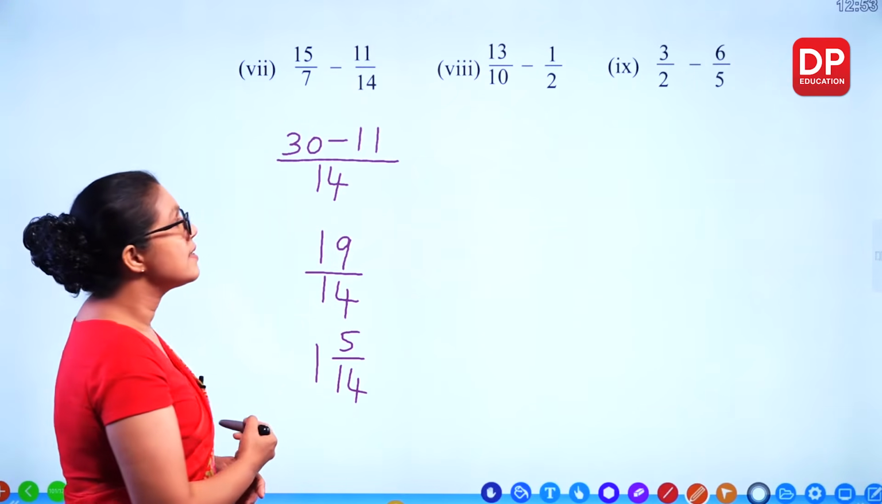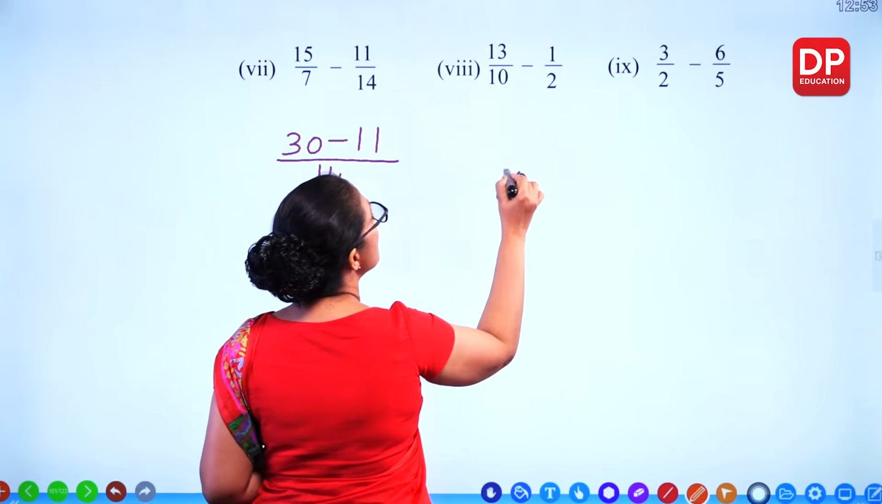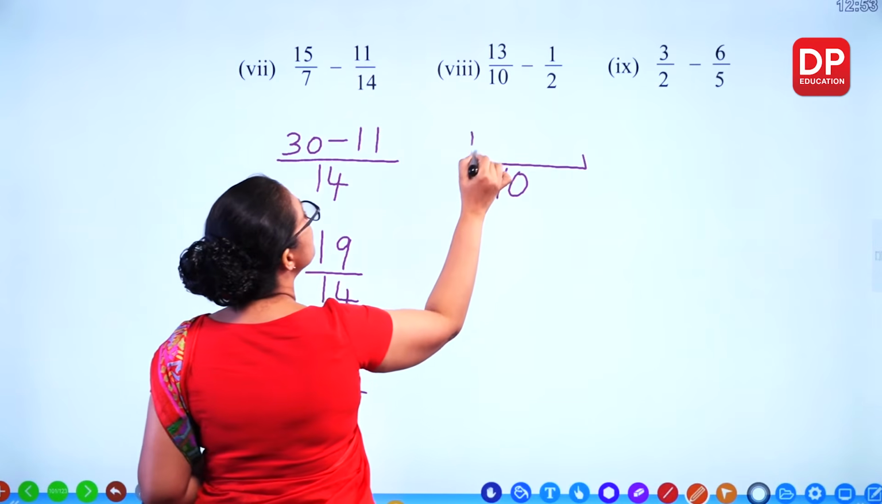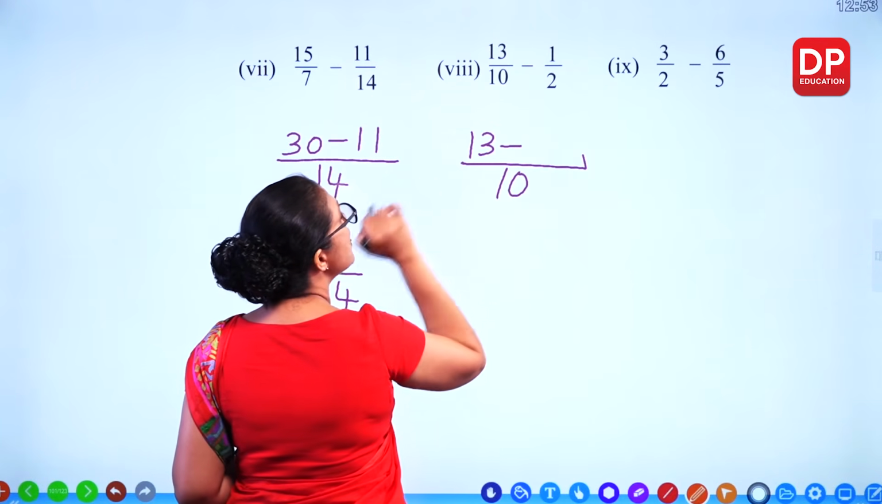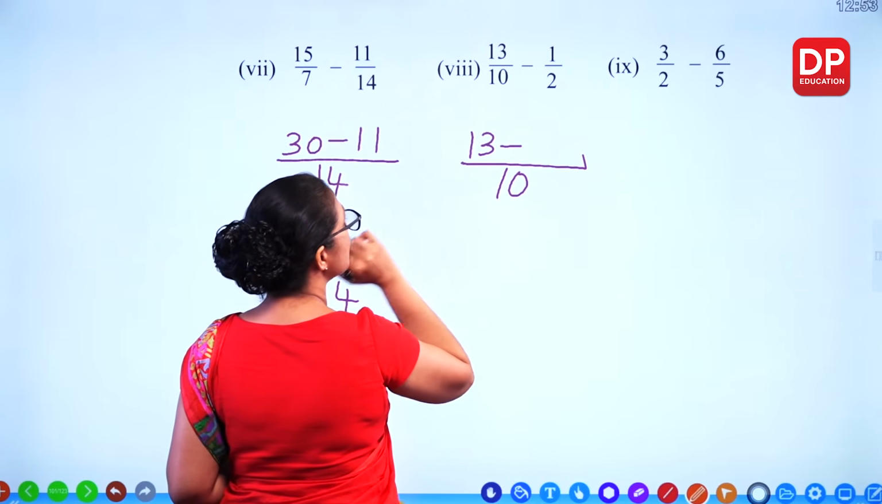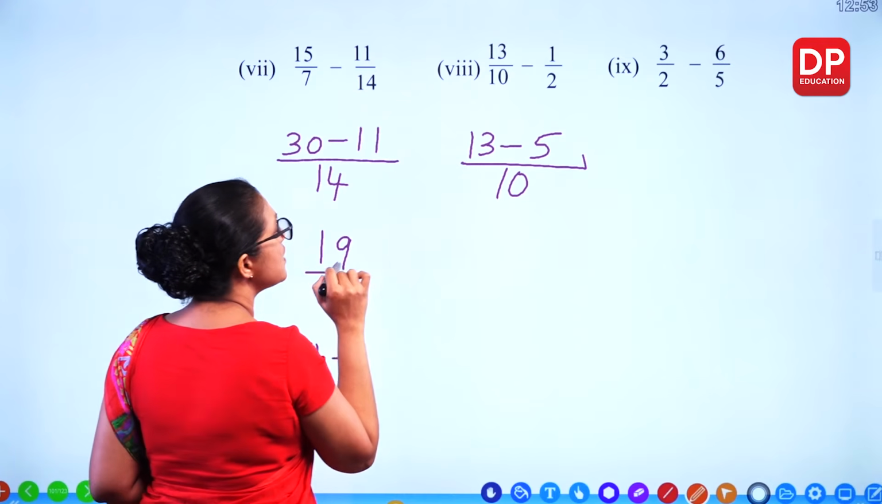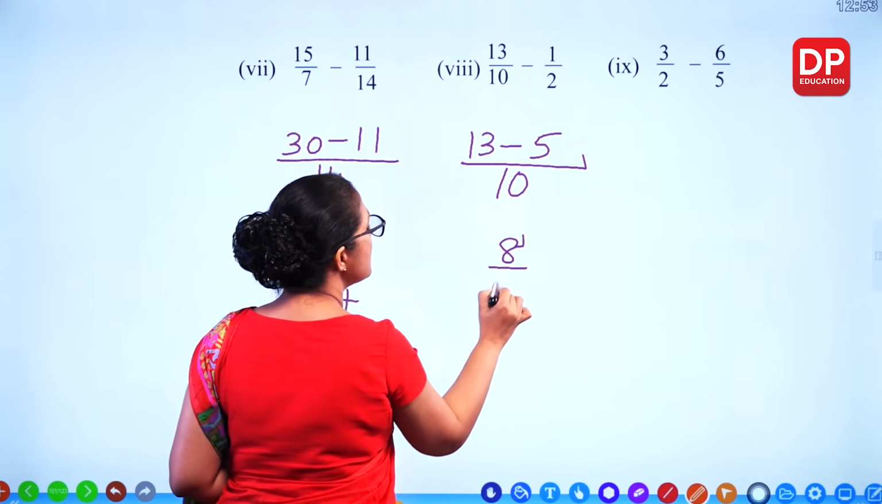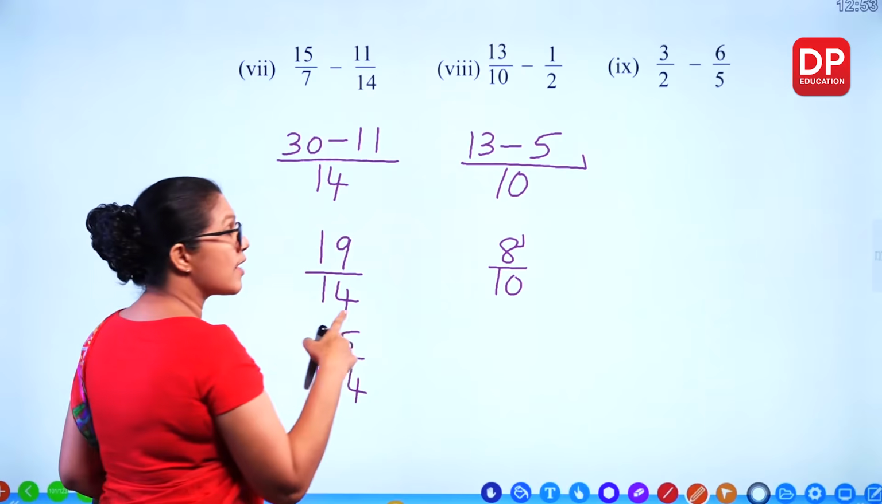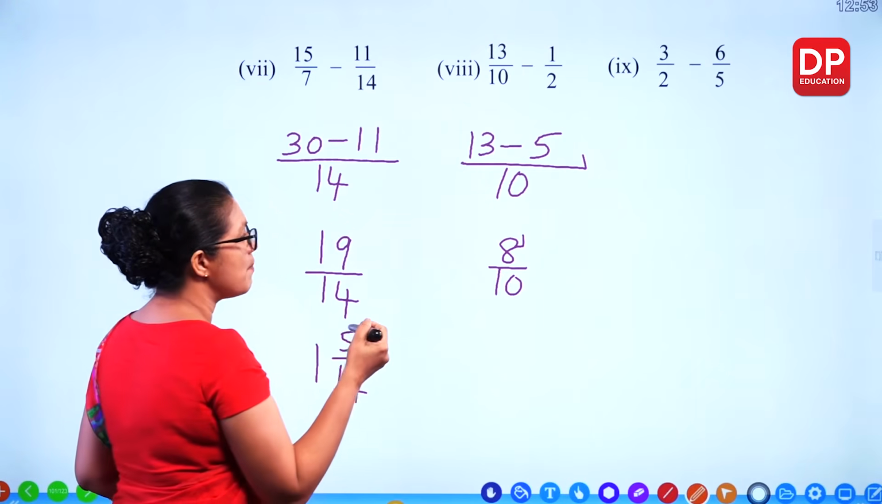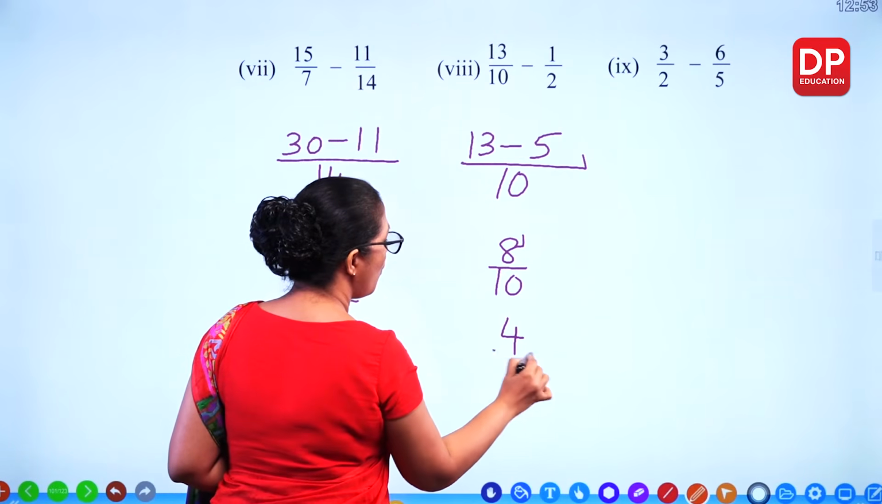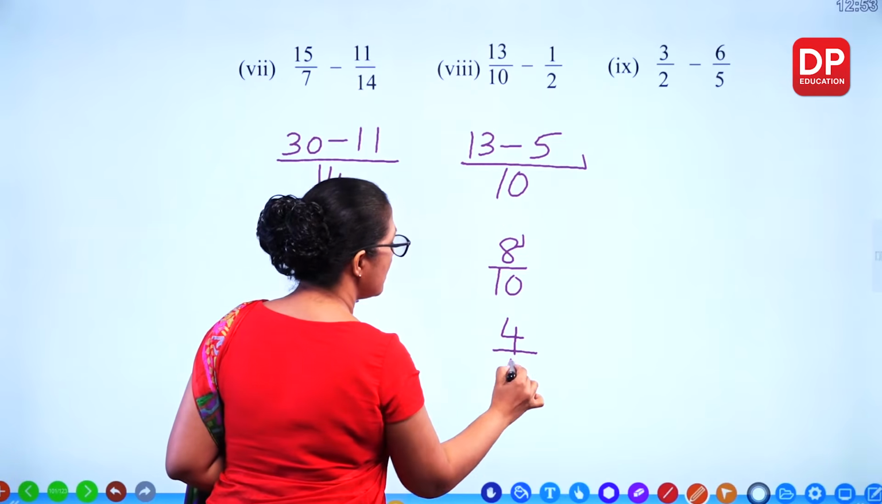10 and 2 as the denominator. 10 is the common one. So you multiply here by 5. You get 5 here. 13 minus 5, you get 8. 8 over 10. Now you see, you can simplify further. Divide by 2, 4, and divide by 2 here, you get 5.